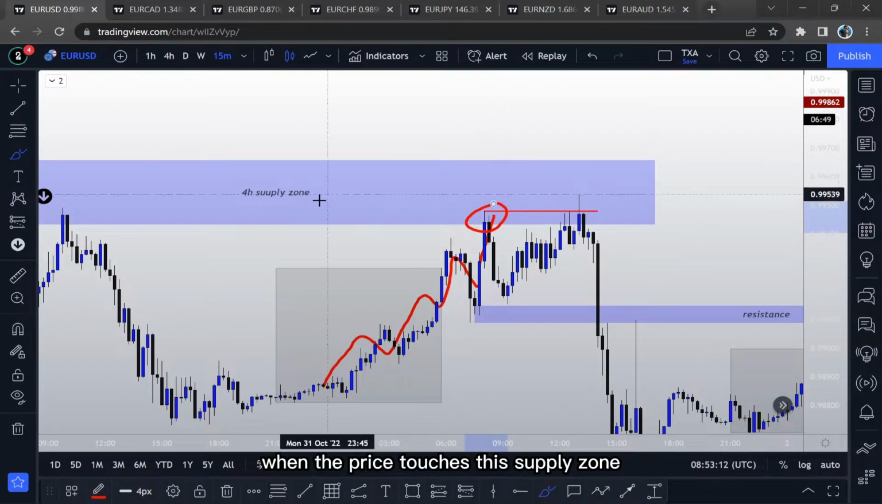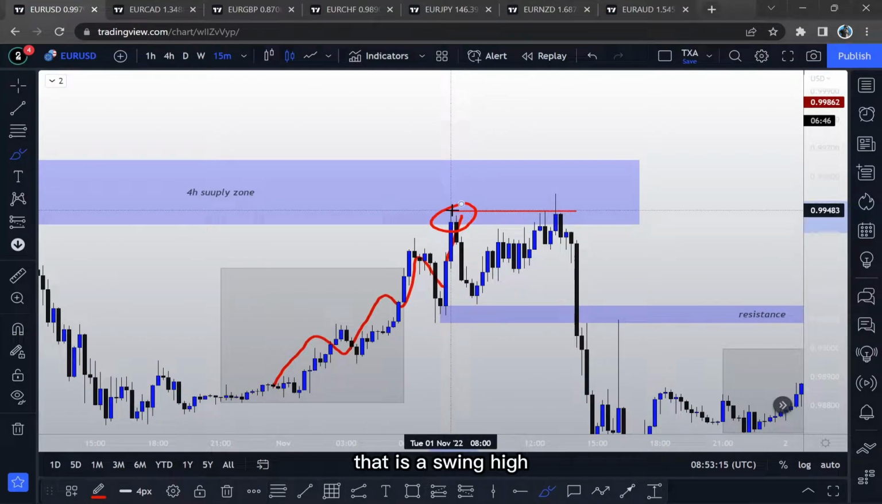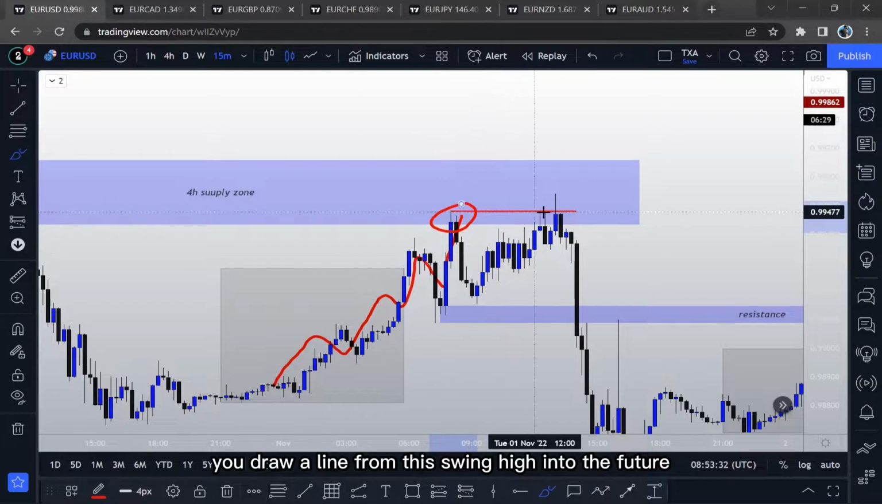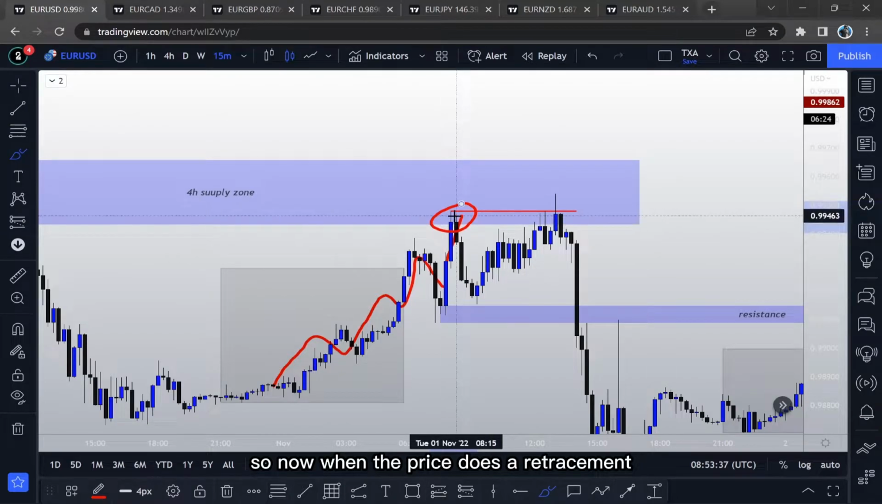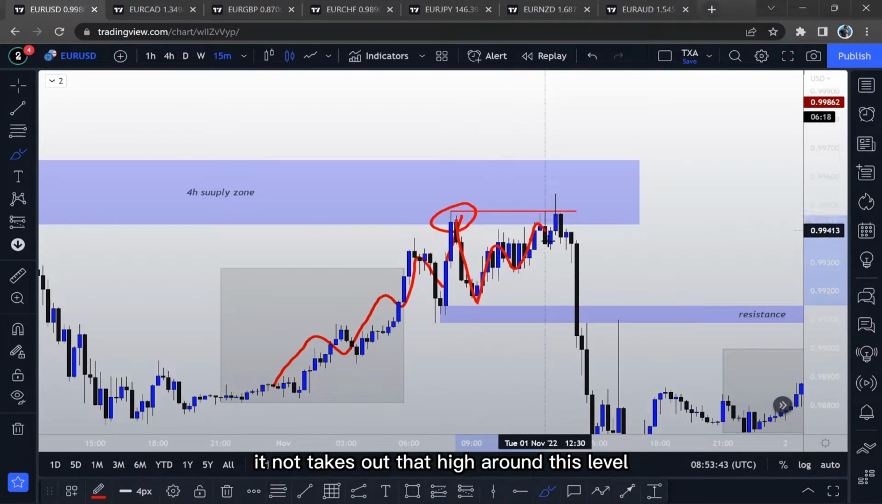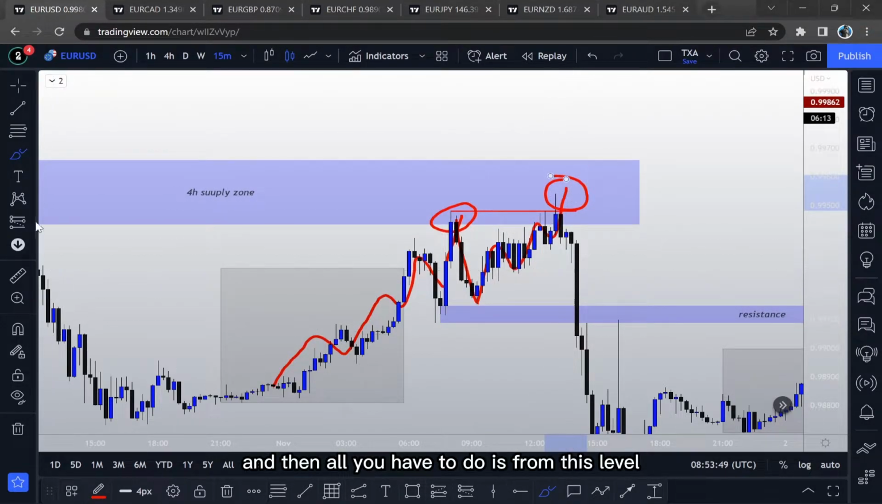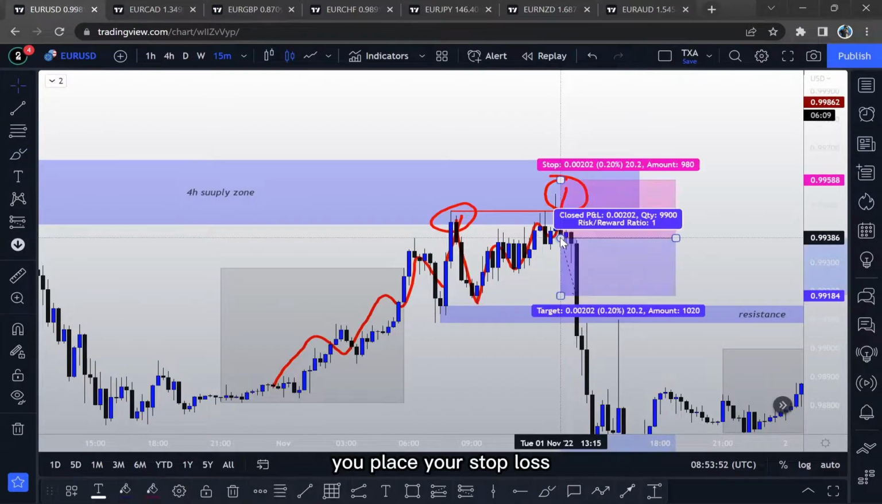When the price touches this supply zone, that is a swing high. That swing high usually gets stop hunted. Not all the time, but this right here stops you from being stop hunted by the liquidity grab. So right here is the touch. You draw a line from this swing high into the future. So now when the price does a retracement, it takes out that high around this level, and then all you have to do is place your stop loss from this level.